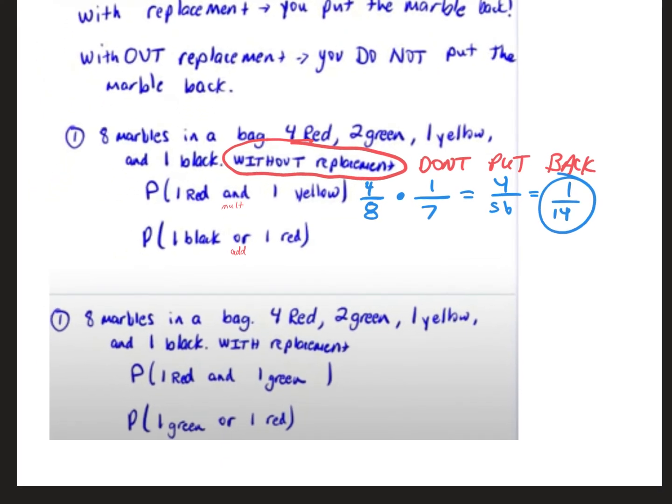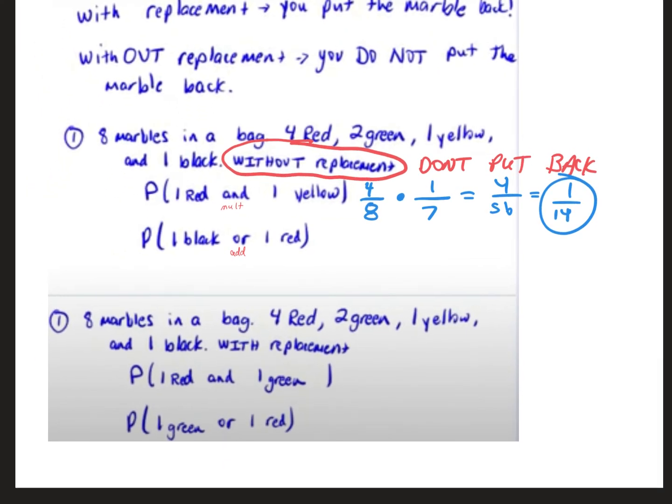If you wanted the same. If I want black or red, okay, think about it. I'm not replacing. So how many are in the bag? There's 8. How many of those are black? 1 out of 8. What does the word or mean? Okay, I did not put the marble back. So how many are left in the bag? 7. And how many of the ones that are in there to begin with are red?